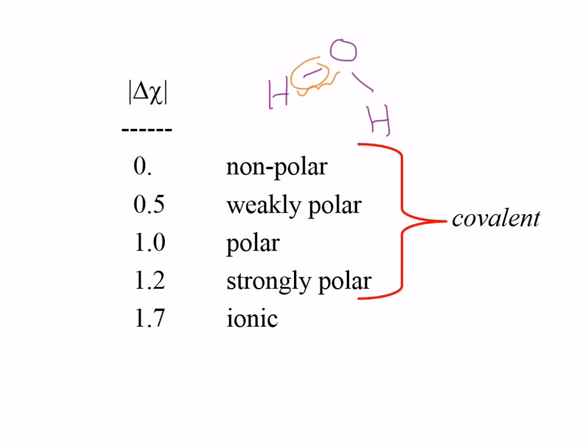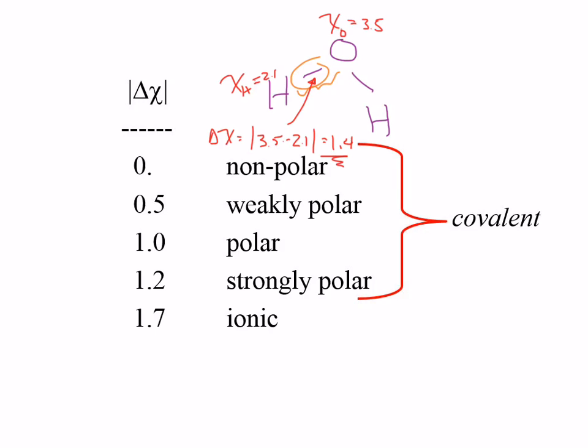If we wanted to evaluate that bond, we would look up oxygen, and like I said, I'll get you a big one of these. We could look up the electronegativity of oxygen, which is 3.5. The electronegativity of hydrogen is 2.1. So the electronegativity difference for that covalent bond, delta chi, is the absolute value of 3.5 minus 2.1, which is 1.4.